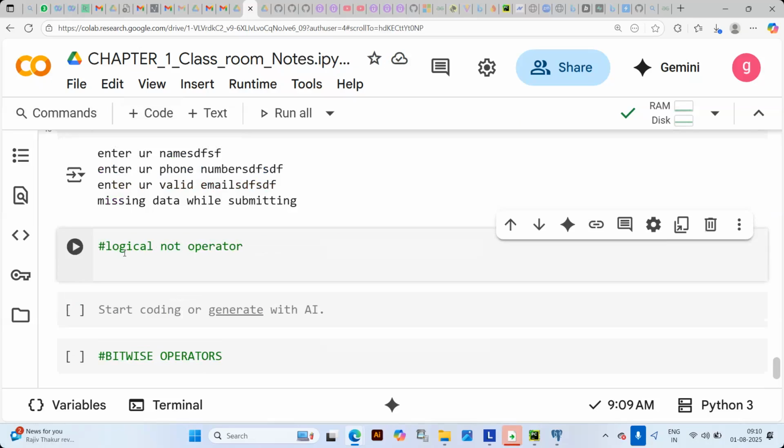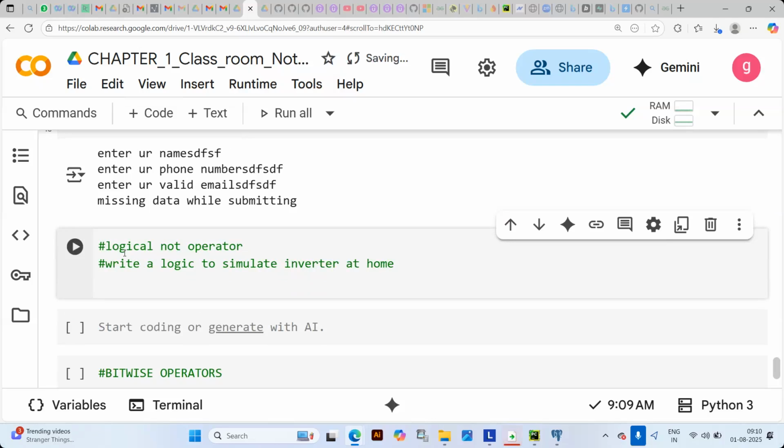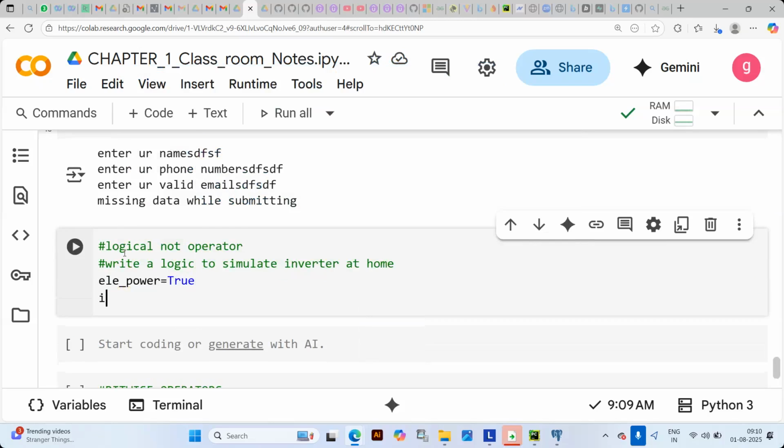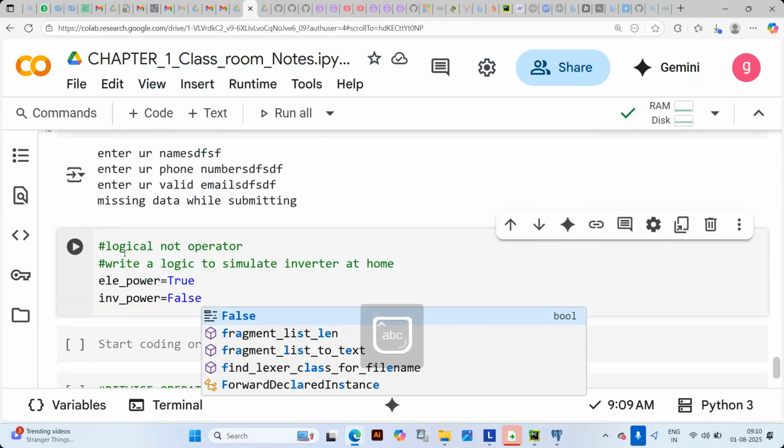So let us suppose, I'll take a simple example. Write a logic to simulate an inverter at a home. Inverter at home. What is the logic it would follow? Let's suppose electrical power is currently true. Then obviously inverter power is false. For example, you just consider.